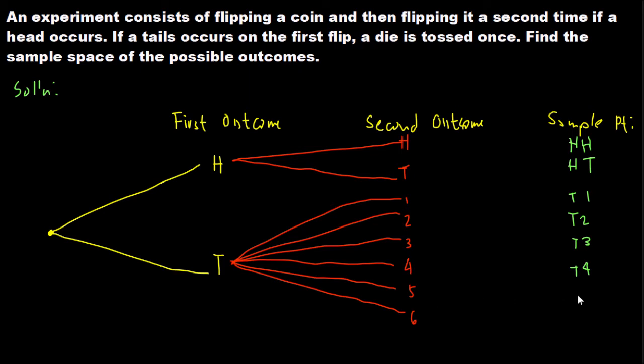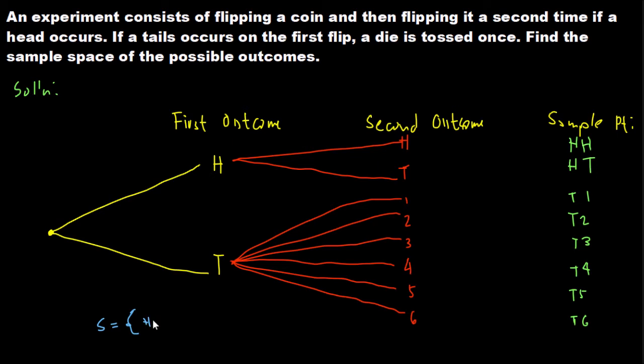Then this will be T5. And this will be T6. So those are our sample points, but we are going to find the sample space of the possible outcomes. So we will write our sample space as S is equal to, raise here.